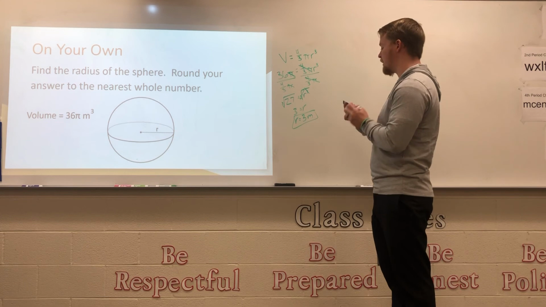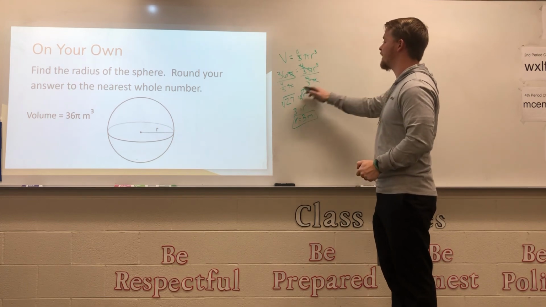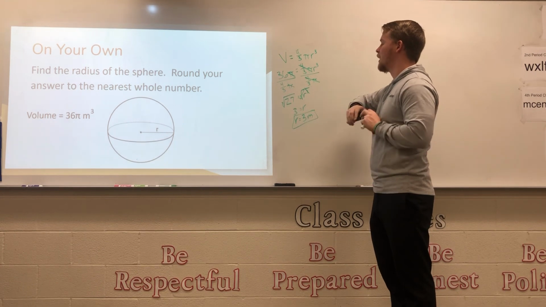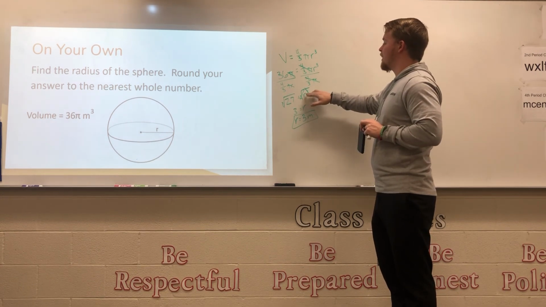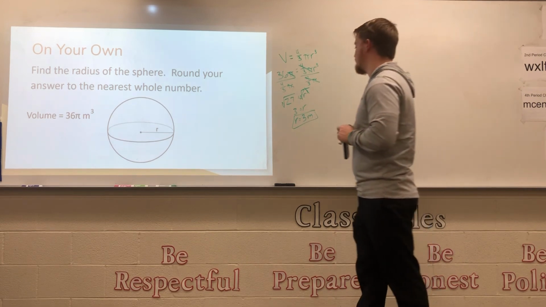So with those types of problems, you're really just looking to isolate or get the r to the third by itself by dividing the 4/3 pi over. And then after that, you have the power of 3 you need to get rid of, so you take the cube root on both sides to do that.